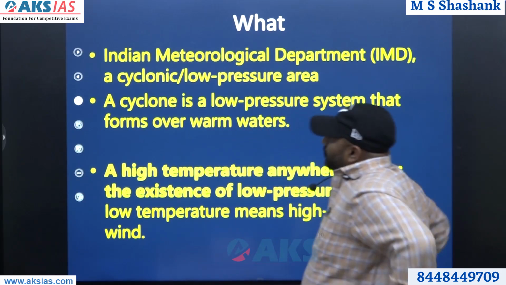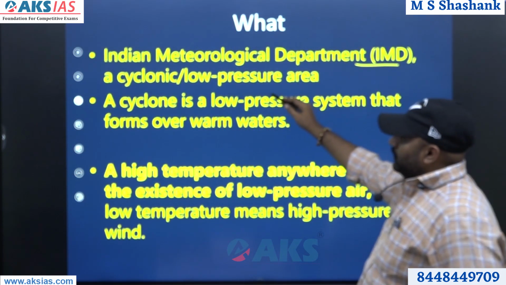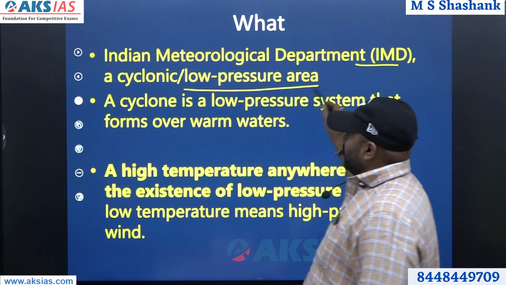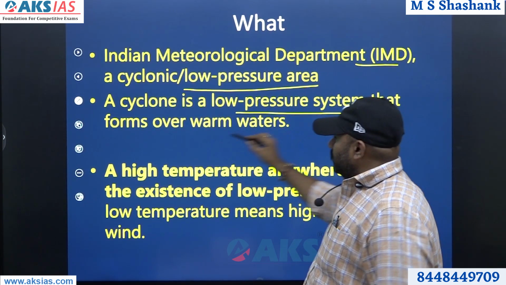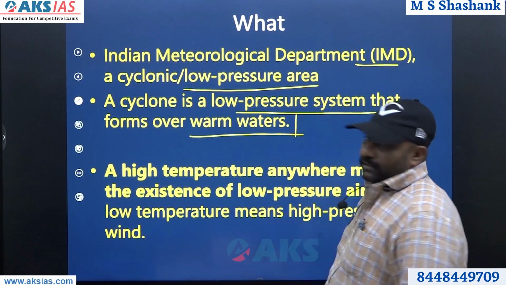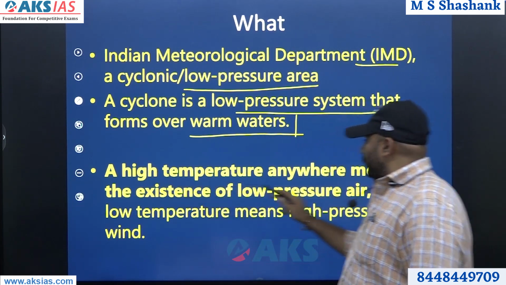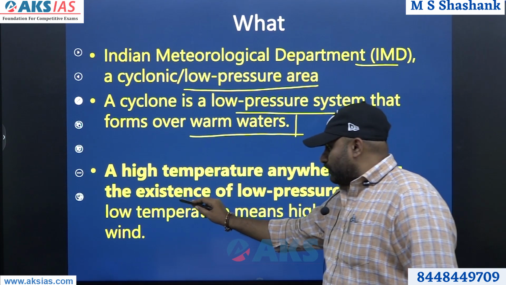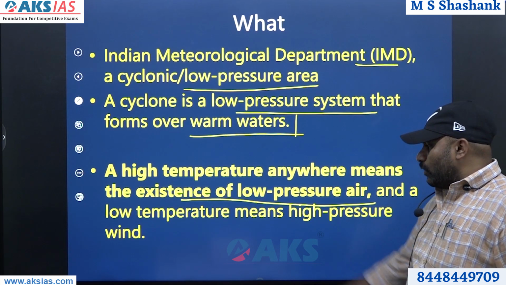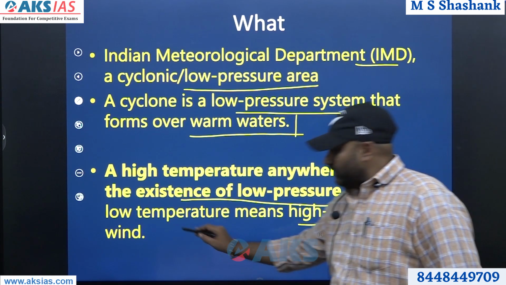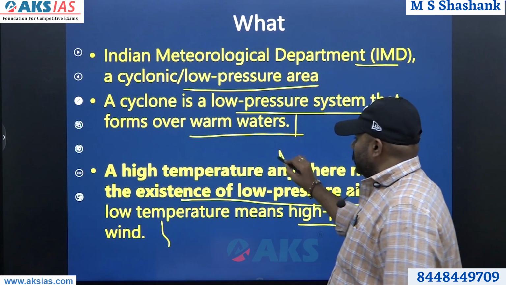So IMD, this department describes cyclone as a low pressure area. It's a low pressure system that forms over warm waters. Now, high temperature anywhere means existence of a low pressure air, and low temperature means high pressure wind. Please remember this. This is what you have to understand.